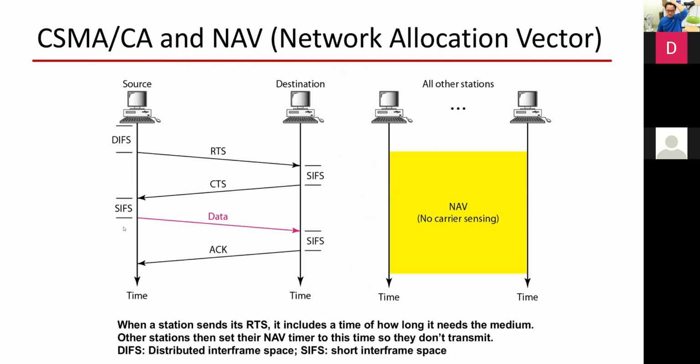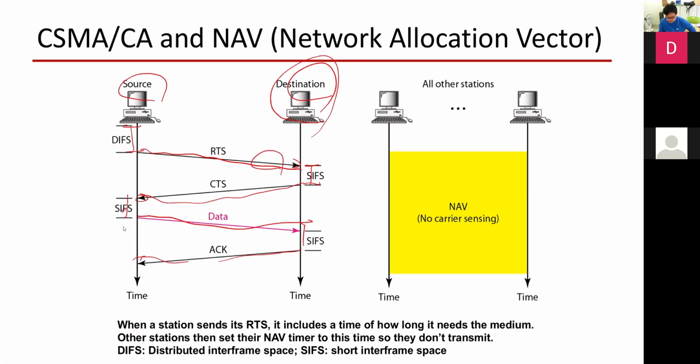So CSMA/CA and the NAV, the network allocation vector. In the source and destination, the source waits for DIFS and sends the RTS. Now I'm replying, so I don't need to wait for the full DIFS; I only wait for SIFS and send the CTS. Wait for SIFS, send the data, wait for SIFS, and send the ACK. All the others who received the RTS go to NAV, to avoid the hidden node issue. In the NAV, they go to sleep.